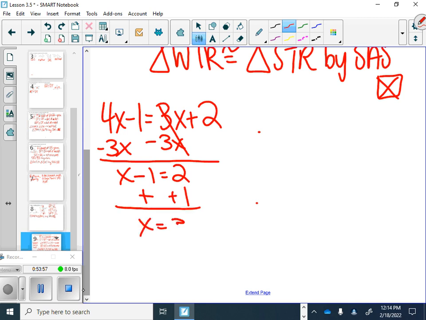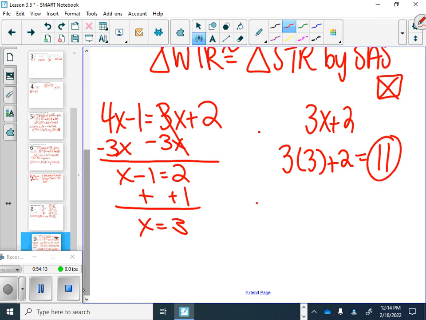X is 3. Okay, so now if I plug that into ST, ST was 3x plus 2. So 3 times 3 plus 2. What's the measure of ST? 11. 3 times 3 is 9, plus 2 is 11.